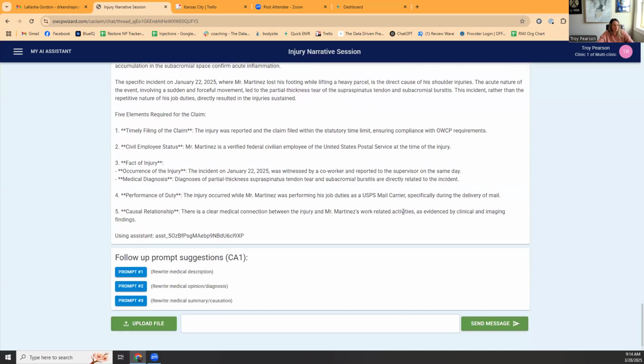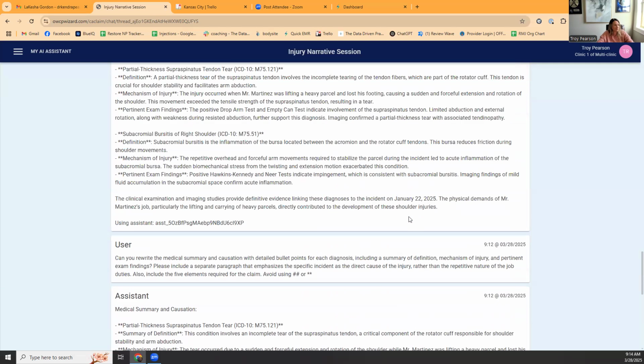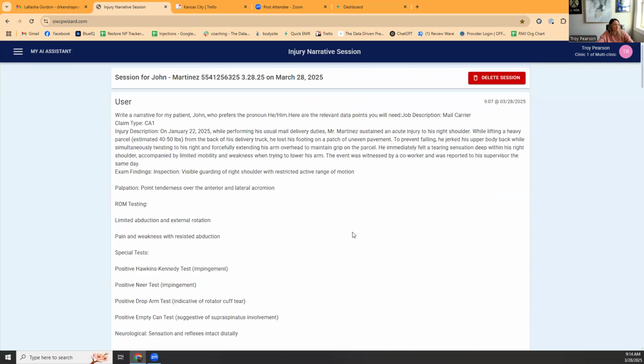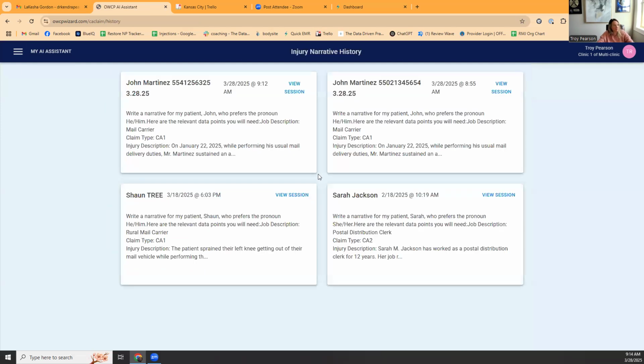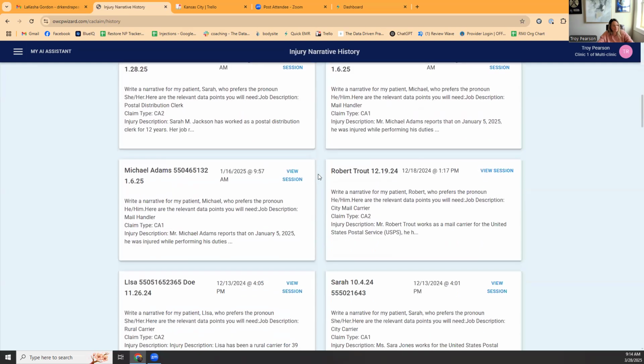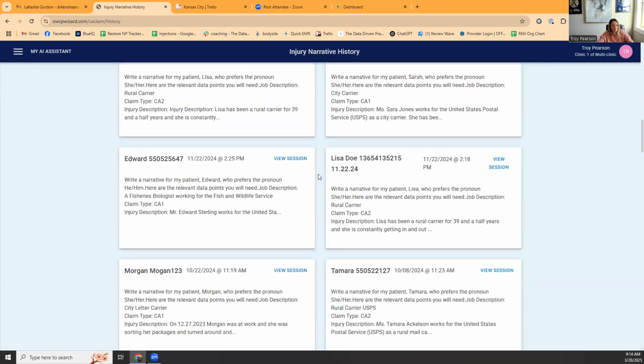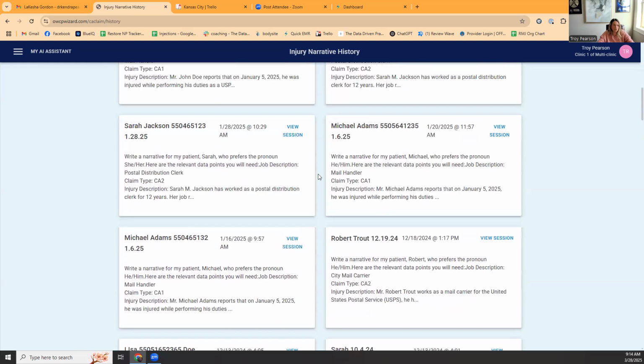Paste. Narrative complete. Now, this was a simple one for demonstration purposes, but I hope this helps you see how easy the software is to use. What's awesome is that's archived here now. And all of the narratives that you write are archived here, so you can go back to them anytime you need. Why would you want to go back to them?